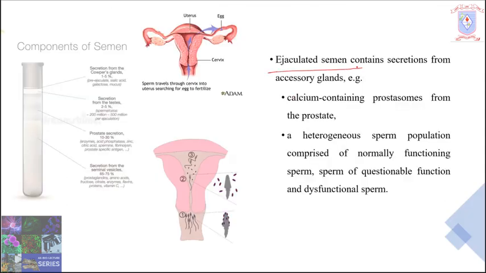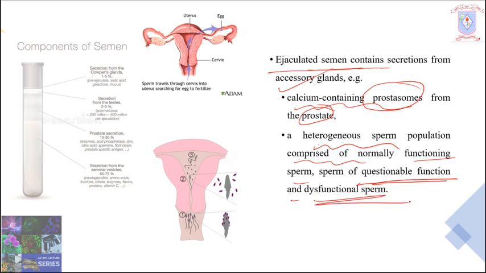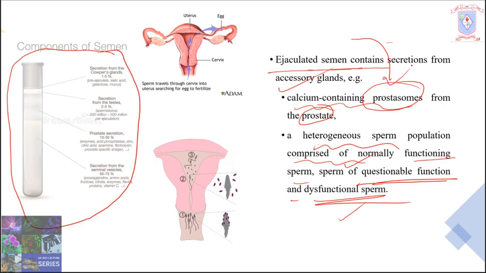The ejaculated semen contains secretions from accessory glands, for example, the calcium-containing prostasomes from the prostate, and a heterogeneous sperm population comprised of normally functioning sperm, sperm of questionable function, and dysfunctional sperm. Here the components of semen are mentioned. One of the important components is prostasomes. These are calcium-containing compounds that are released from the prostate.